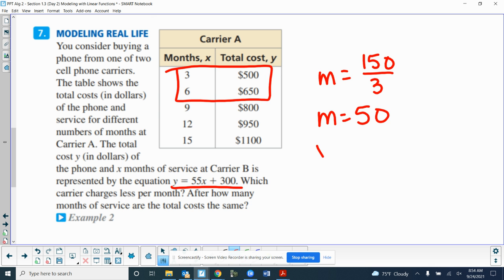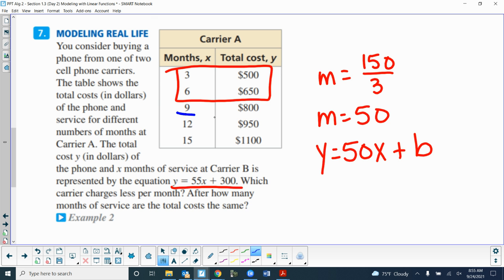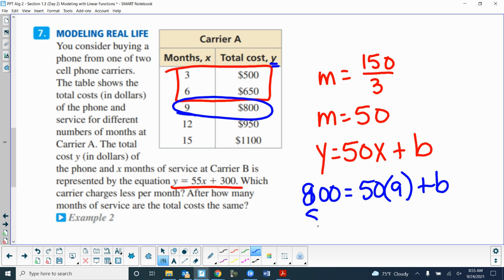All right. Now how do I get, that's my M. How do I get B then? What did we do yesterday? Tristan? We substitute one of the values for y and x. You pick one of those 5 points that you get from the table, put in for y and x, and then solve for b. So let's just use this one. Here's y, right, is 950. Oh, I'm sorry, 800. And x is 9. So that's 800 and 450, when you multiply 50 by 9. So what's 800 minus 450?